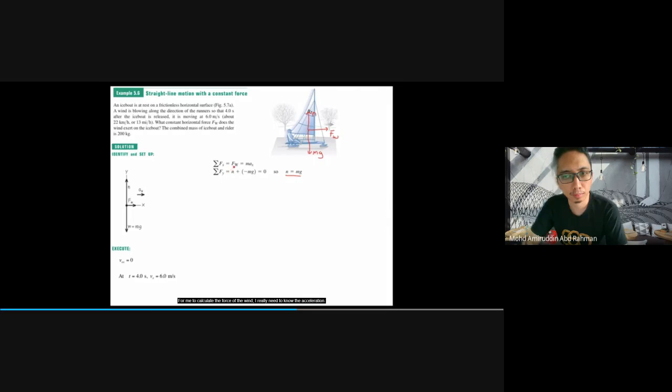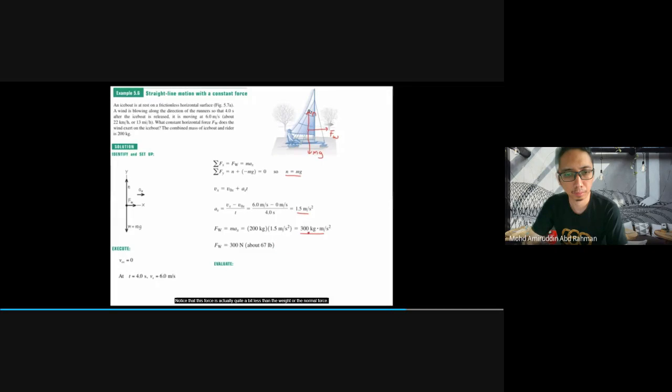For me to calculate the force of the wind, I really need to know the acceleration. I have the mass, which is 200 kilograms. But I can use this kinematic equation to calculate the acceleration, since I know the initial velocity and the final velocity. When I solve for acceleration, I get 1.5 meters per second squared. Plugging that back into this equation, I find that the force of the wind is 300 newtons, or about 67 pounds.